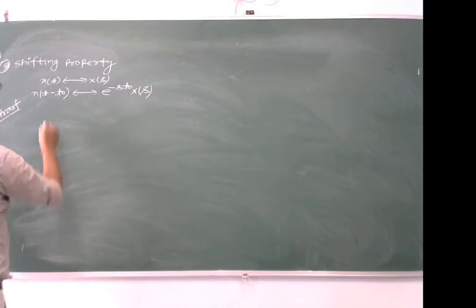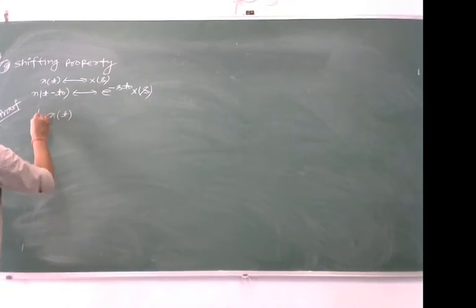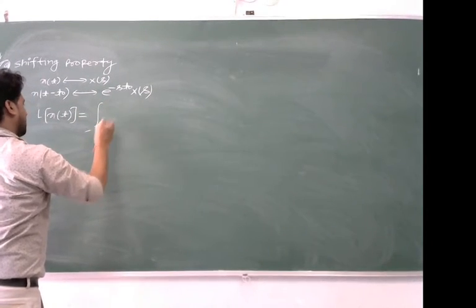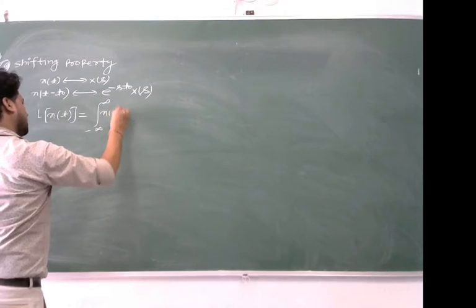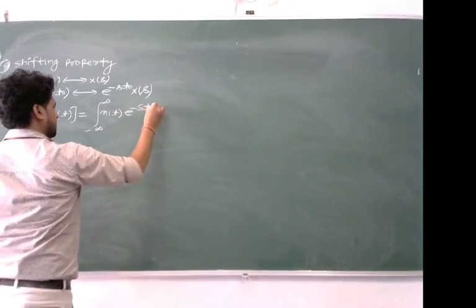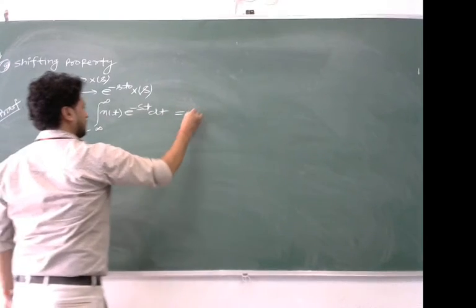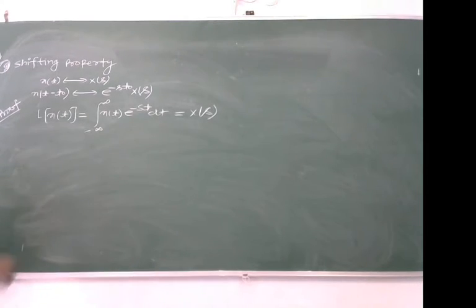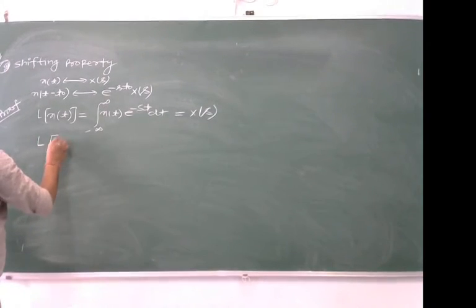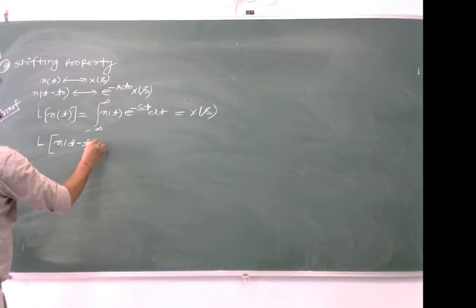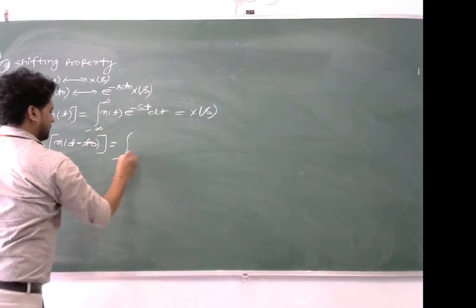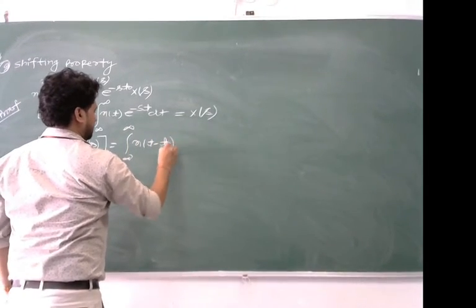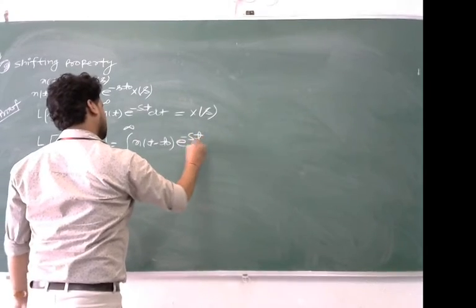we know that the Laplace transform of x of t can be written as integral from minus infinity to plus infinity x of t e power minus st dt, which is equal to X of s. So what will be the Laplace transform of x of t minus t naught? This will be equal to integral from minus infinity to plus infinity x of t minus t naught into e power minus st dt.